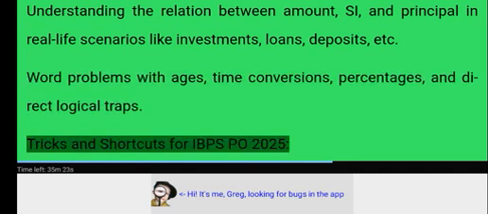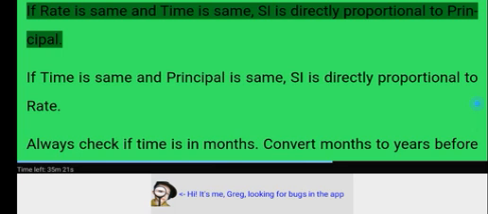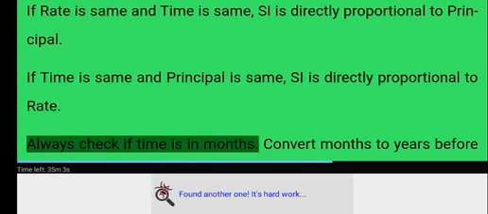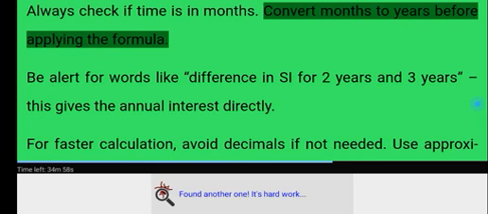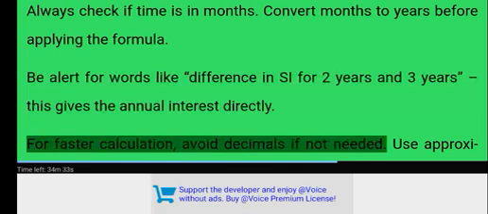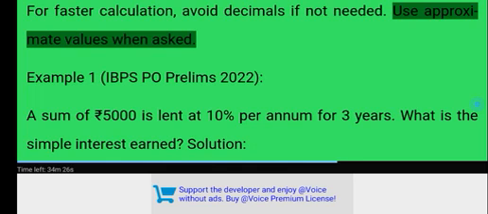Tricks and shortcuts for IBPS PO 2025. If rate is same and time is same, SI is directly proportional to principal. If time is same and principal is same, SI is directly proportional to rate. Always check if time is in months. Convert months to years before applying the formula. Be alert for words like difference in SI for 2 years and 3 years, this gives the annual interest directly. For faster calculation, avoid decimals if not needed. Use approximate values when asked.